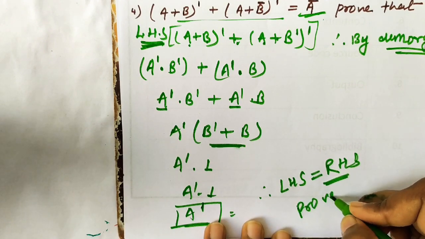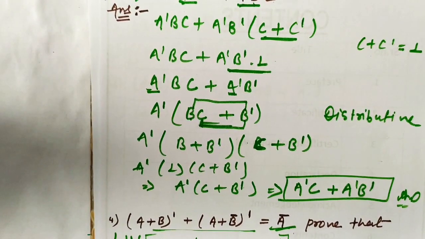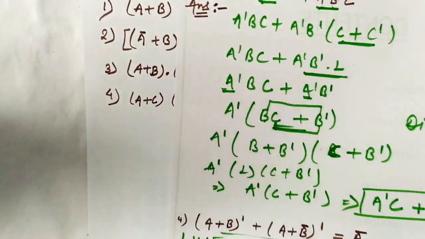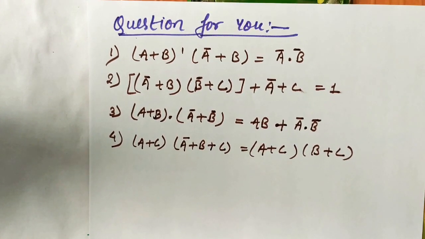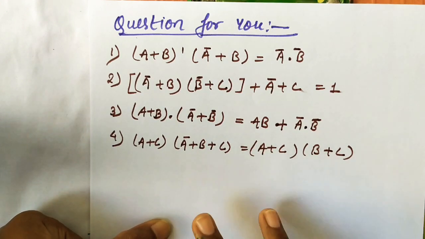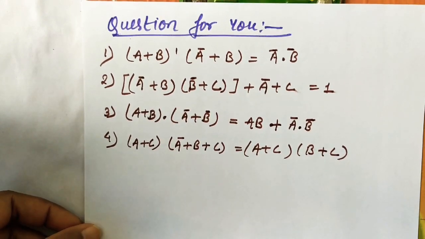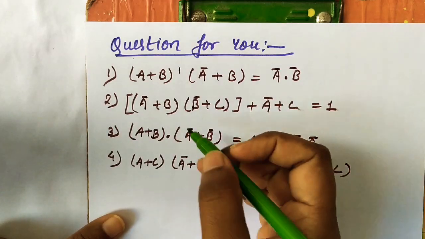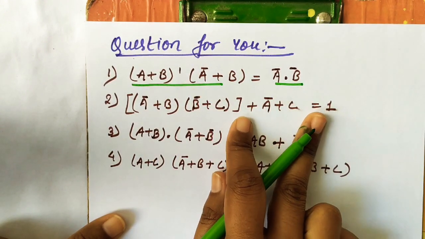That is proved. Next, this is the fourth question of simplified expression. This is the question for you. You can solve this question and write the answer in the comment section. It is compulsory for all students of my 12th class computer science. This question is related to proving the value. There is a LHS part and RHS part. You have to prove these two values.